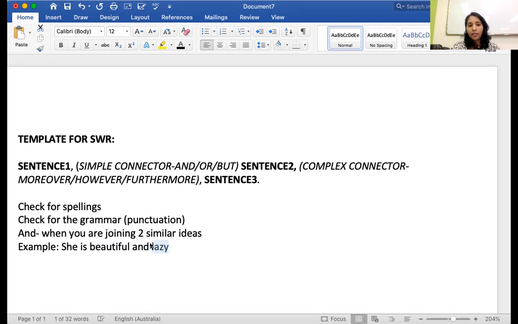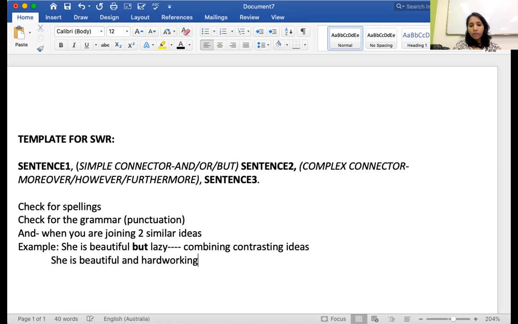So what's the conjunction that I would use here? So I would use the conjunction but, right? Because I'm comparing contrasting ideas. So I use the conjunction but here because I'm combining contrasting ideas. Okay, but when I'm using and, I would use a similar kind of idea. So I would say she is beautiful and clever, or and hardworking. So here I'm combining similar ideas.